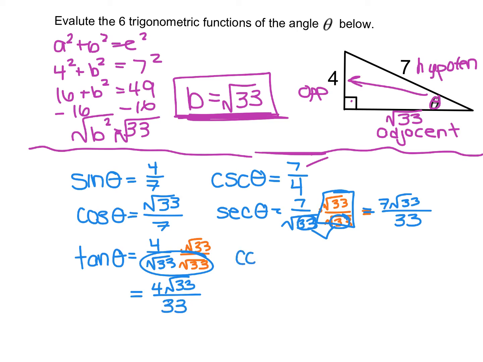Now for cotangent, I'm actually going to go back to what the original tangent was here. And I'm just going to flip that over to its reciprocal. So we have square root of 33 over 4.